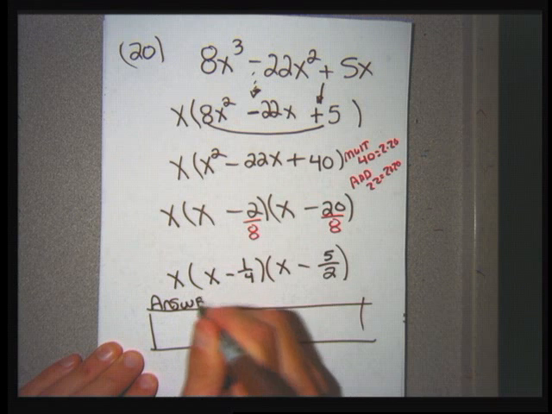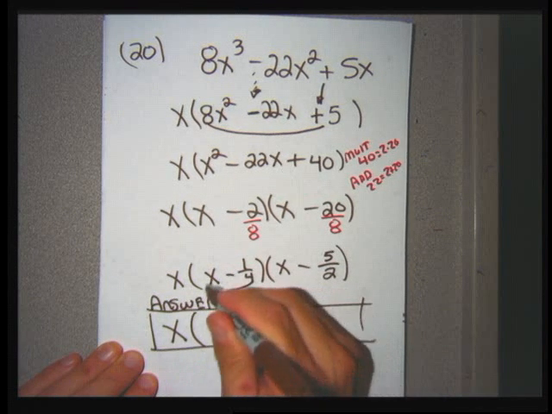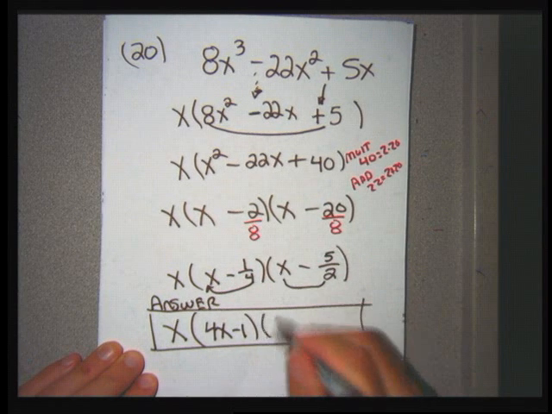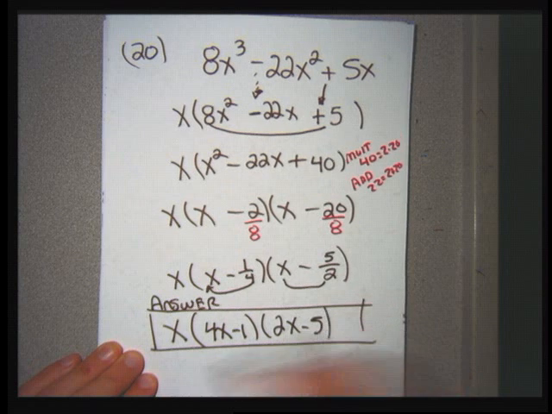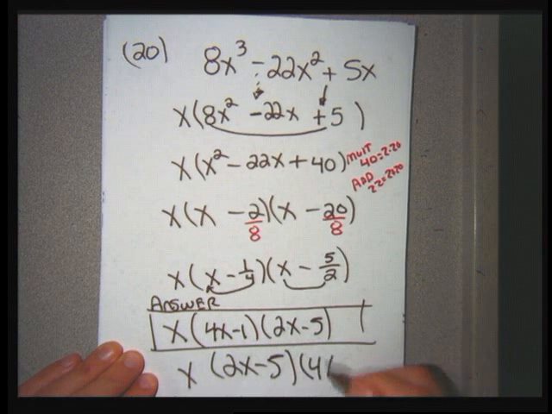which also can be checked, but I'm not going to check it. I'm going to leave that x out front. I'll bring the 4 in front of the x and get a 4x minus 1. I'm going to bring the 2 in front of the x and get a 2x minus 5. As long as your answer has these 3 pieces, the order's not a deal breaker.